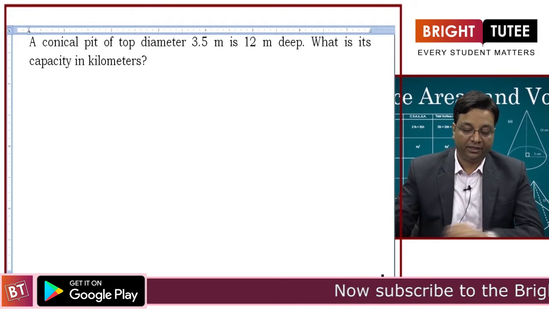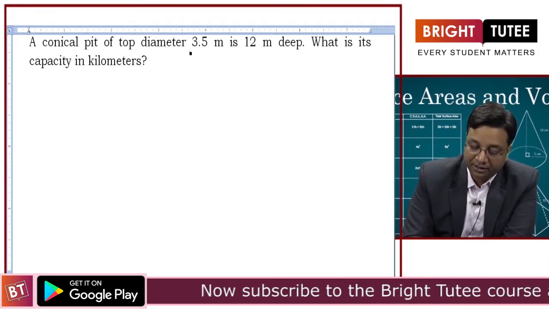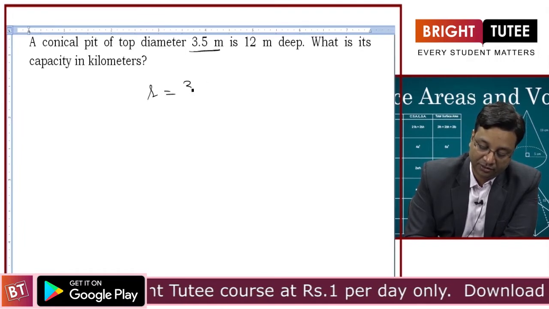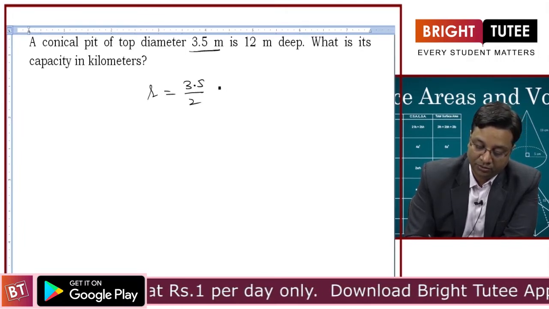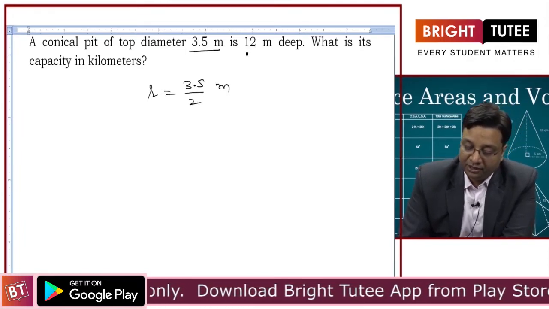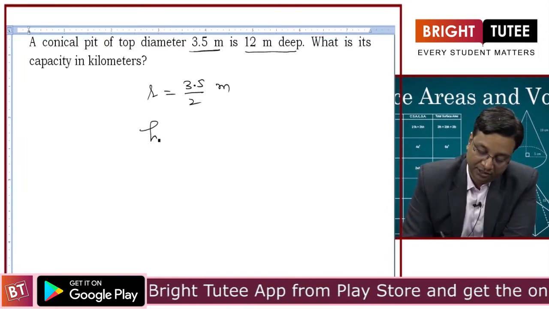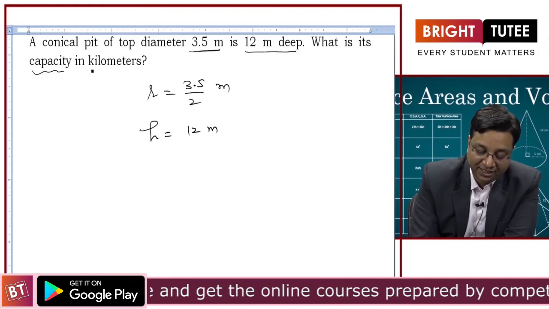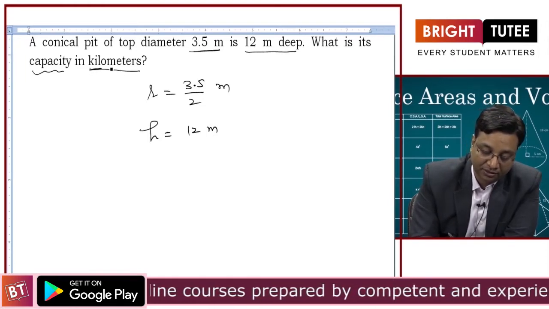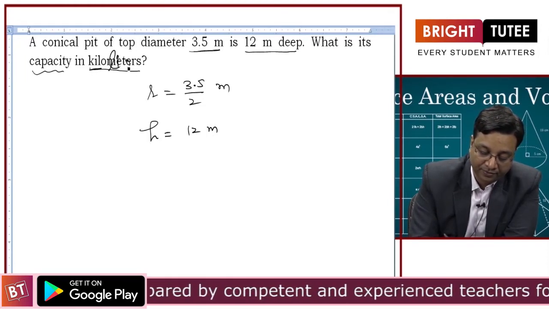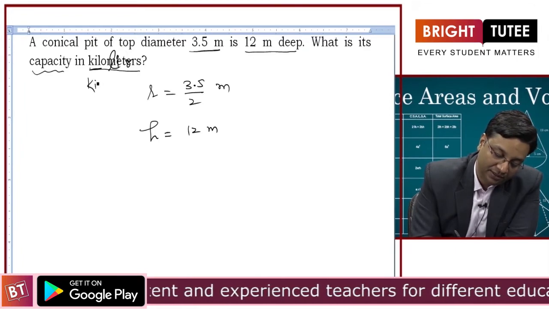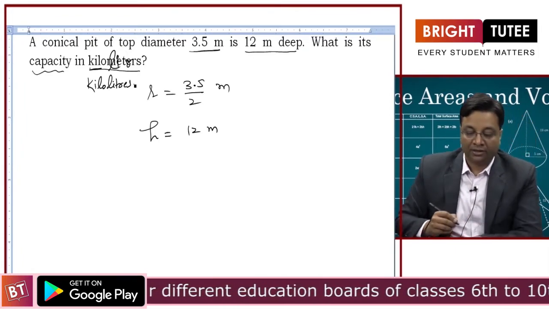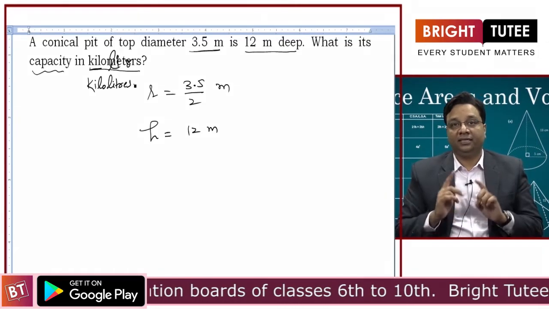A conical pit of top diameter 3.5 meter. So the top radius is equal to 3.5 by 2 meter. It is 12 meter deep, so h is equal to 12 meter. What is its capacity in kiloliters? So we have to find its capacity in kiloliters.